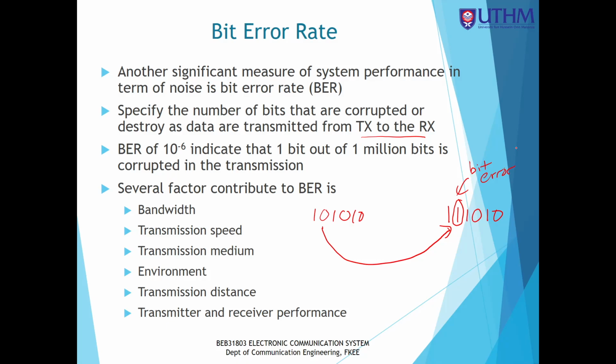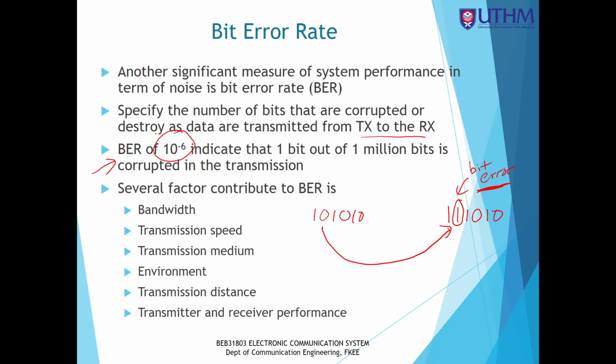Okay, it's supposed to be zero, but suddenly the receiver interpreted it as one. So what happened? Bit error, this one is due to the noise. That's why the receiver wrongly interprets the received data. So bit error rate, you see that, for example, a bit error rate of 10 power of minus 6.